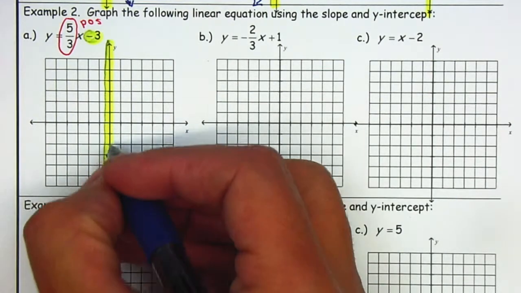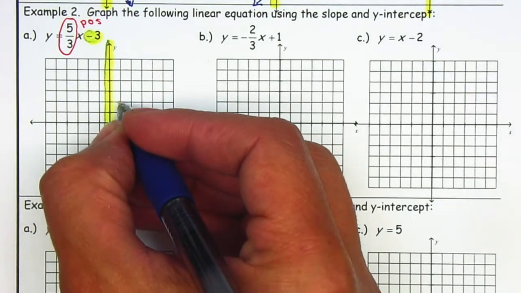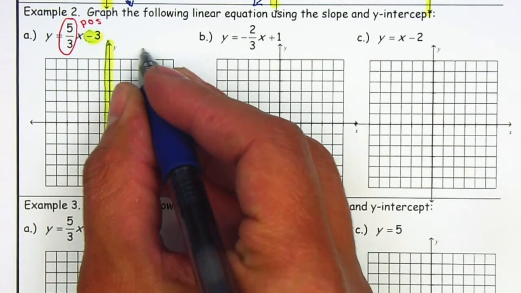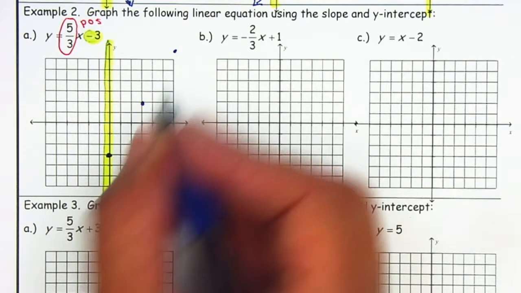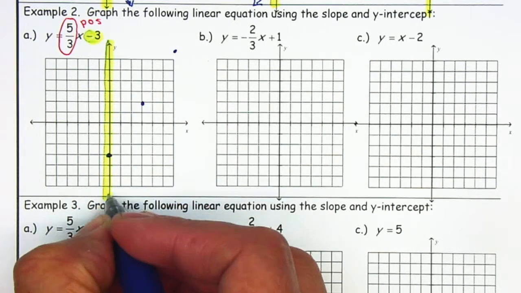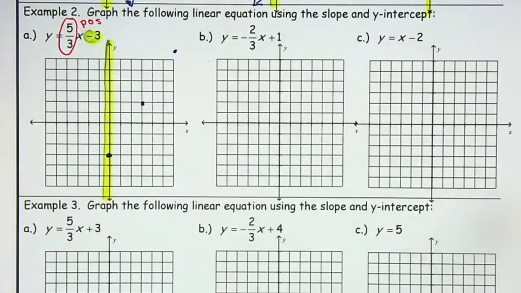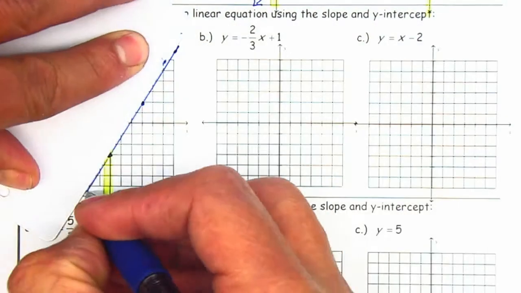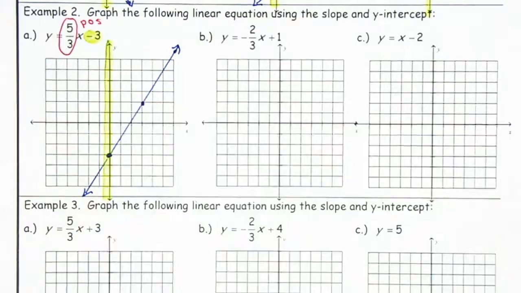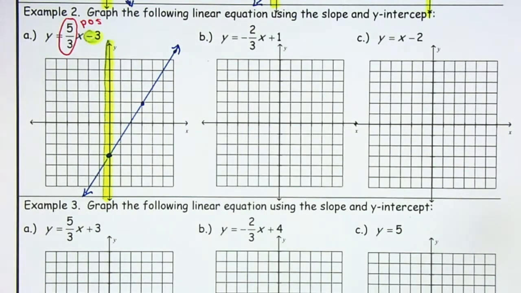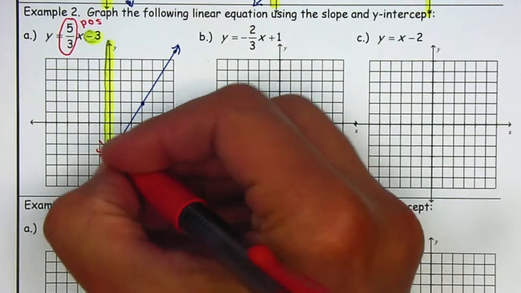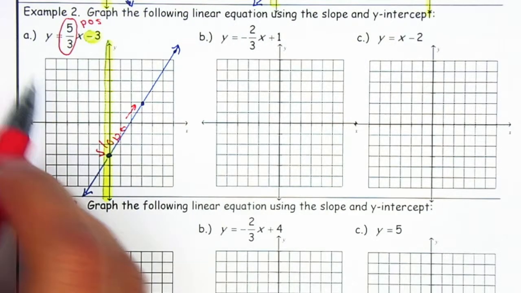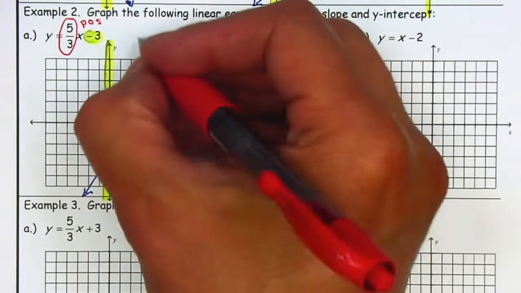Up 5, 1, 2, 3, 4, 5, and to the right 1, 2, 3. I can try once again. Or I can do the opposite, but I don't have space. So I'm going to draw the line all the way through. Now I'm going to confirm that the slope is correct by writing the word slope. If you notice, the slope of the line is positive and the slope of the equation is positive, so it matches.